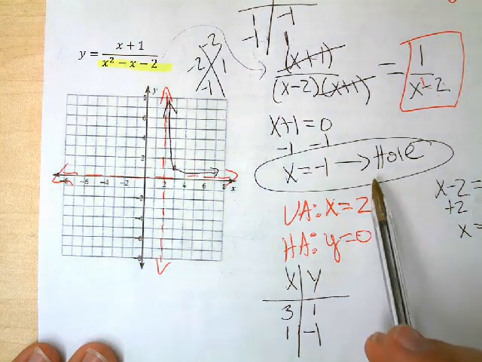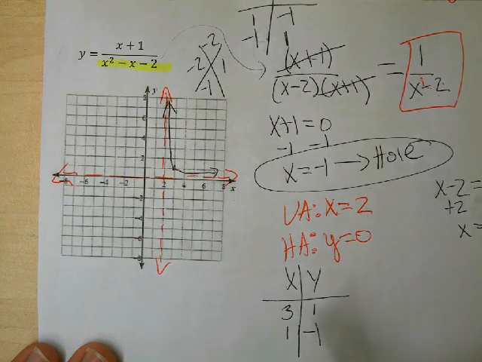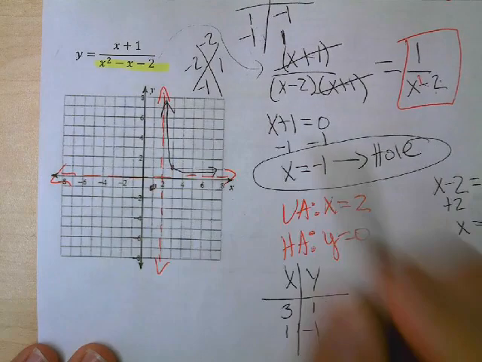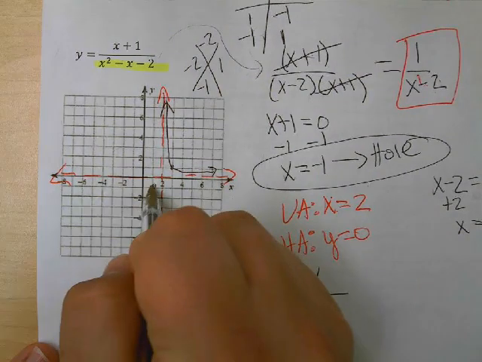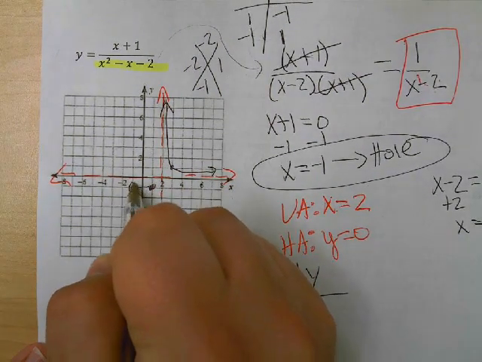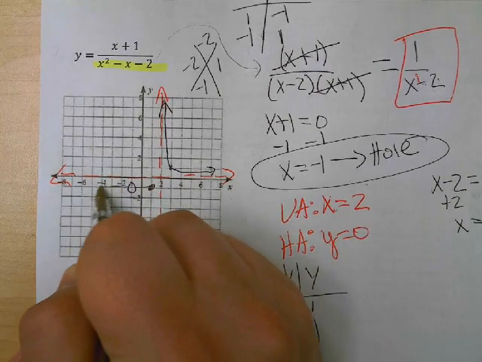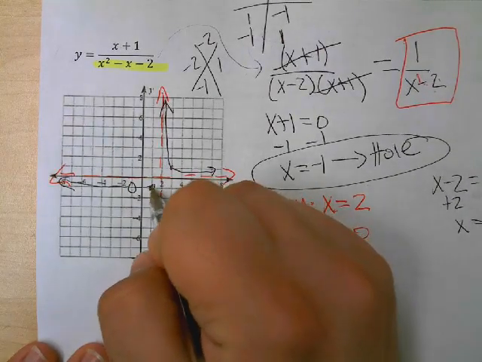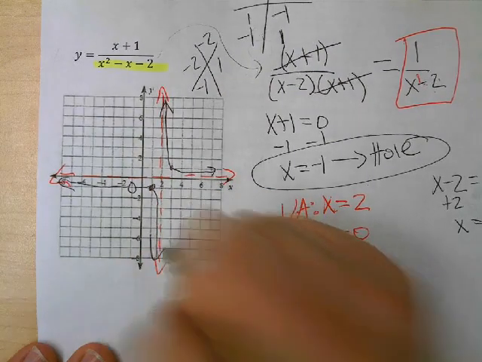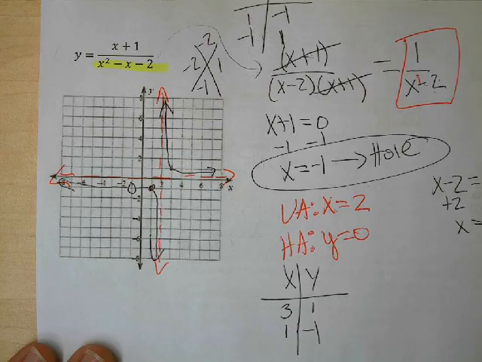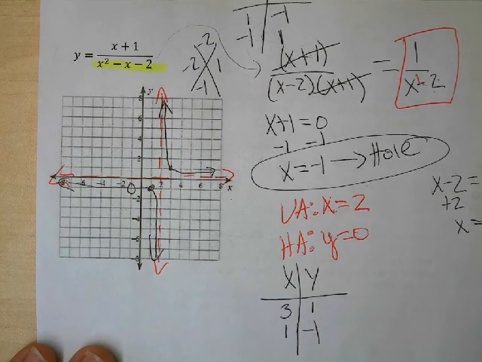Now remember I had this hole at negative 1, so I'm still going to plot my point at positive 1, negative 1. And then I'm going to draw my graph in, but whoa, I have a hole at negative 1, so I put an open circle. And I keep going right along my asymptote. And now this side of the graph just goes right down there. So that's how you graph this one. Make sense?